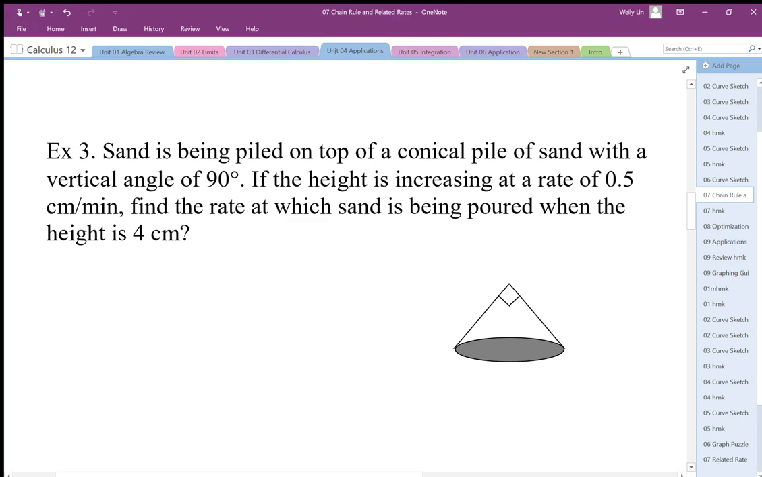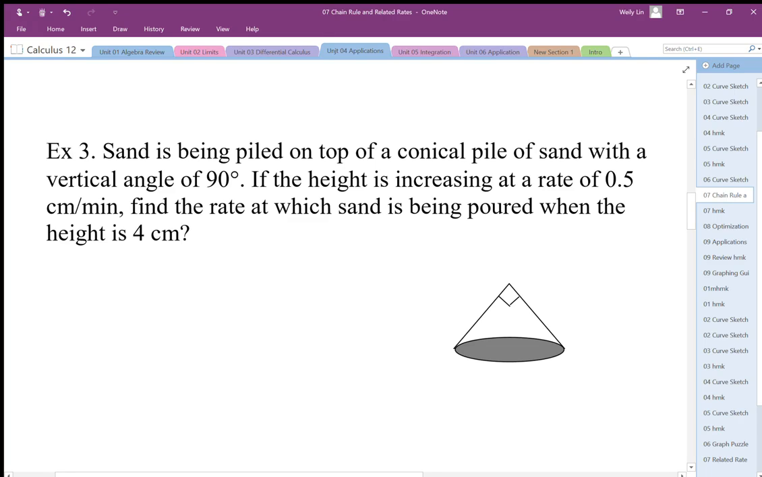We're piling sand on top of this cone. As we pour the sand, it's going to keep a 90-degree cone, and the height is increasing at a constant rate of 0.5 centimeters per minute. So we need to figure out what rate of sand, or the change in volume, we need to pile on when the height is 4 centimeters.